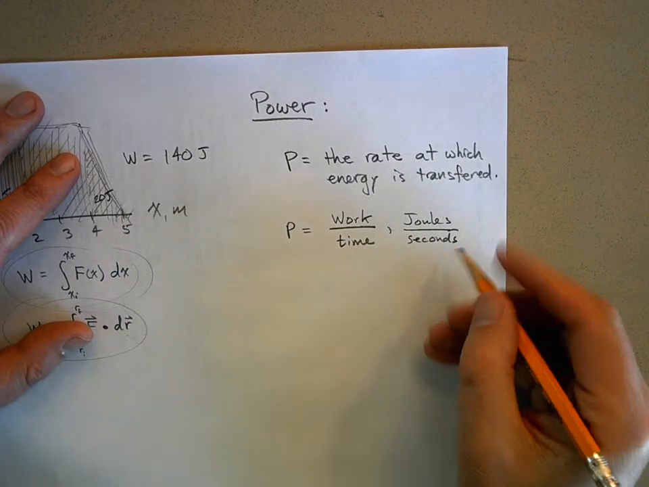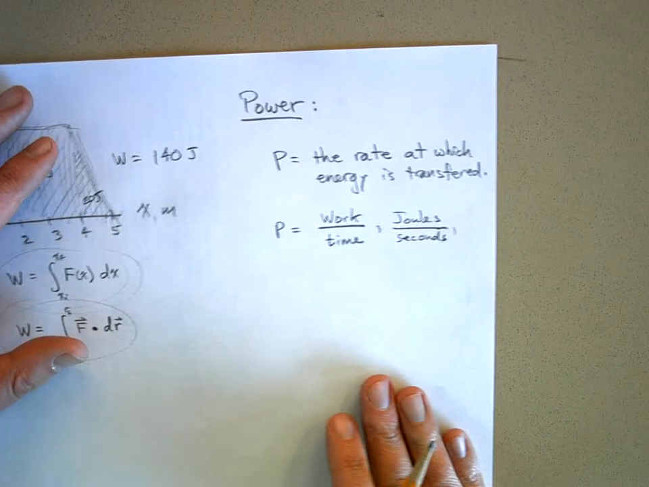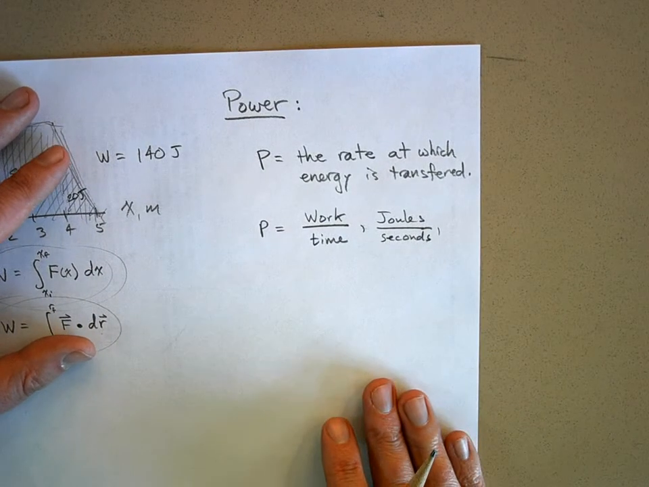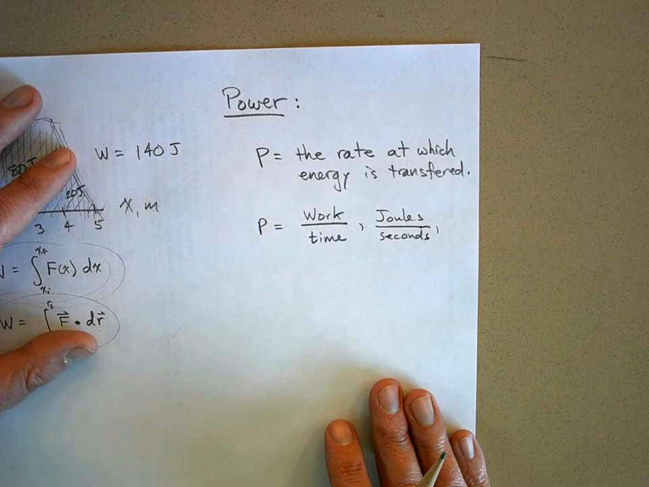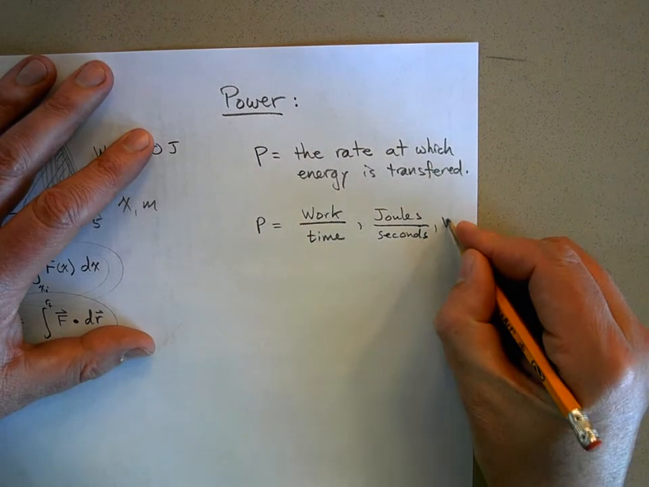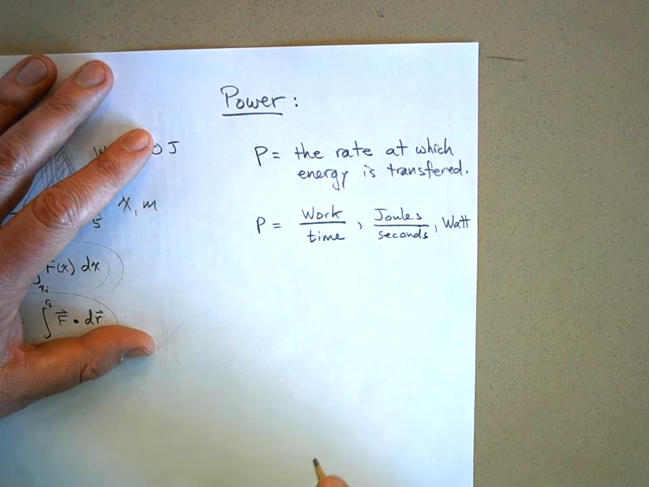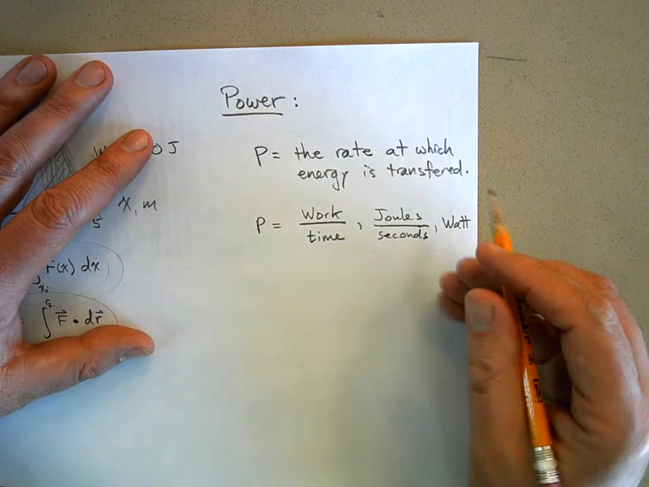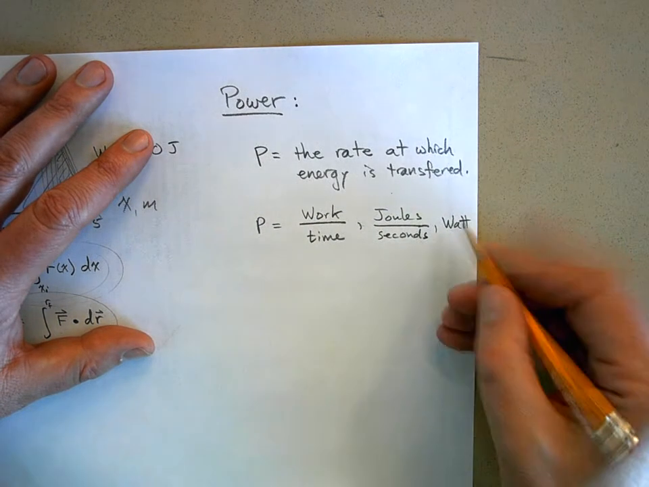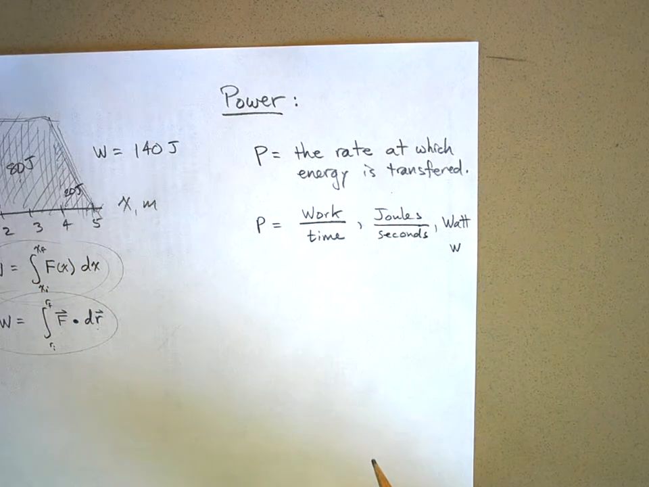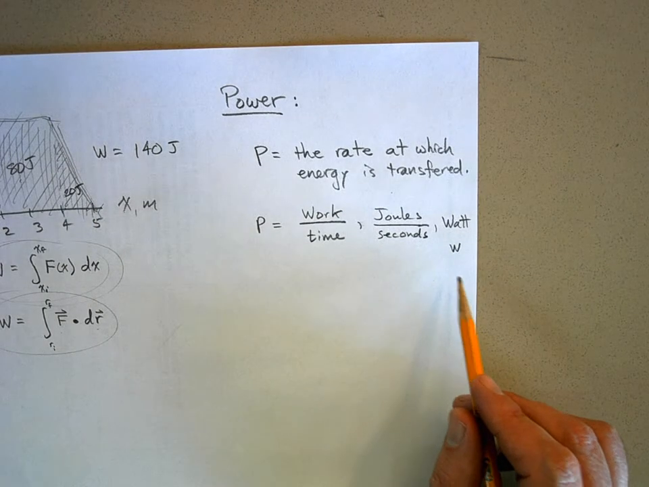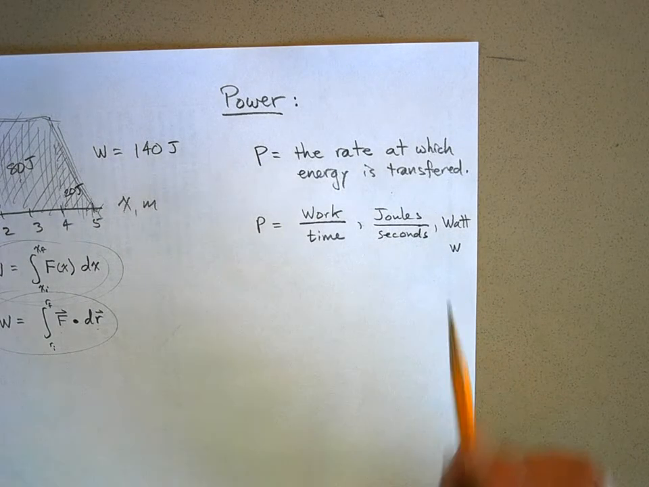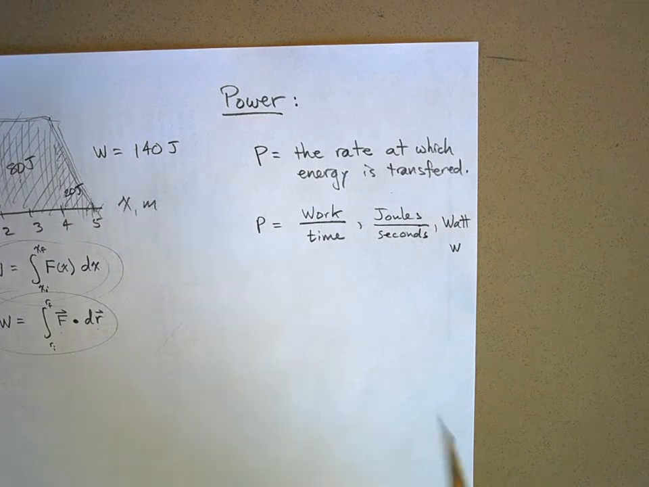Well, a joule per second has a name. Anybody know what that name is? It's a watt, yeah. A joule per second is called a watt, and it's abbreviated with a capital W. Now you got to be careful here, because what else do we use capital W for? Work. But that's when it's a variable. When capital W is a unit, it means watts.